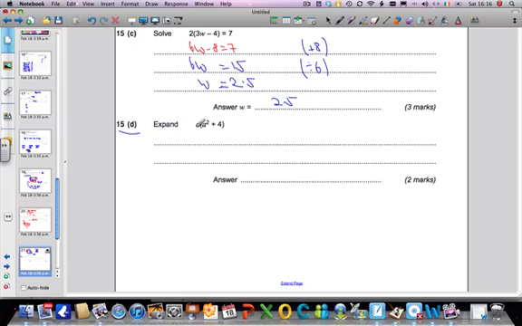15d, we're asked to expand a times a squared plus 4. So, a times a squared is a cubed. A times 4 is plus 4a. Again, if you're not too sure how to do those questions, I've done a video previously on how to expand brackets and solving equations and all that sort of stuff. So do check it out if you're not sure.